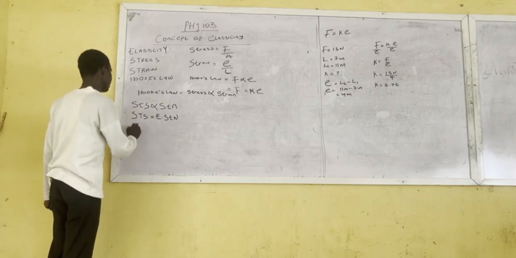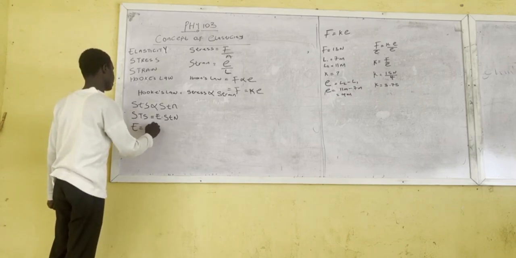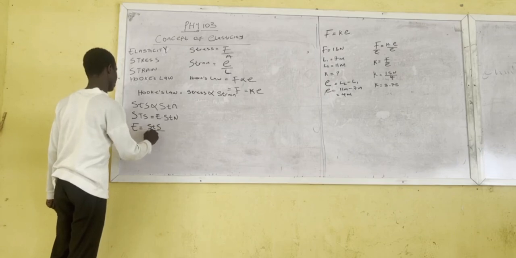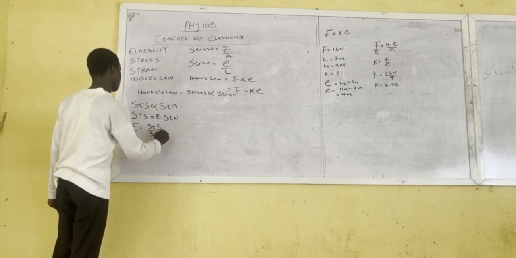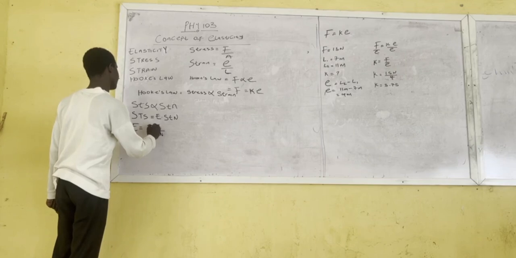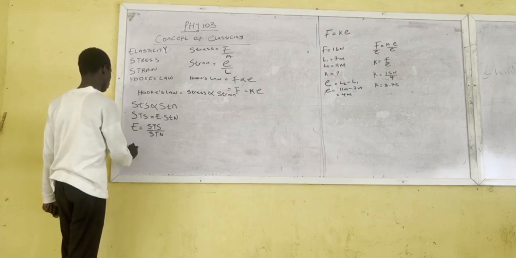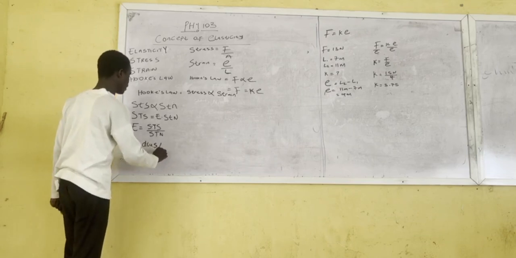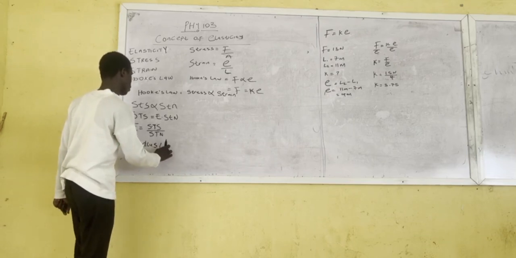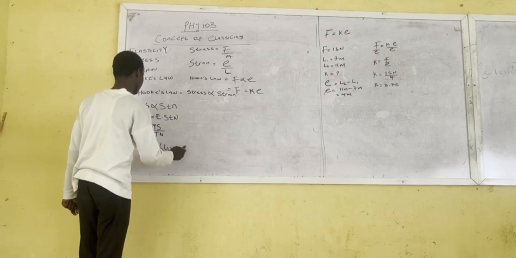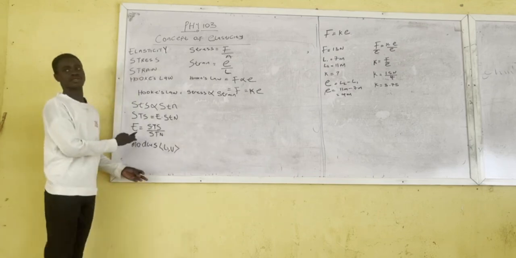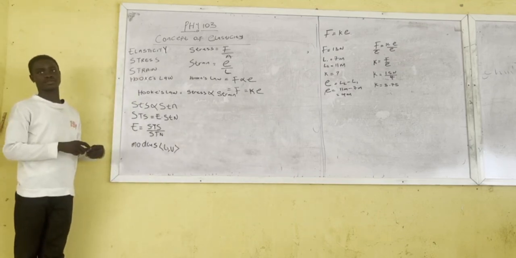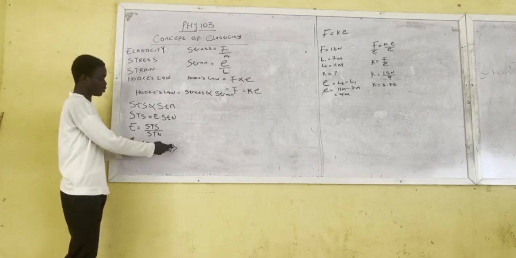And E can now equal stress divided by strain. And this E is what we call modulus. E is called modulus. It can be modulus of length or modulus of volume.